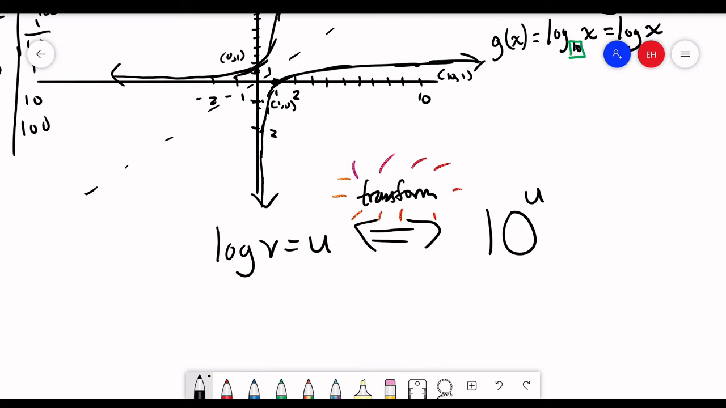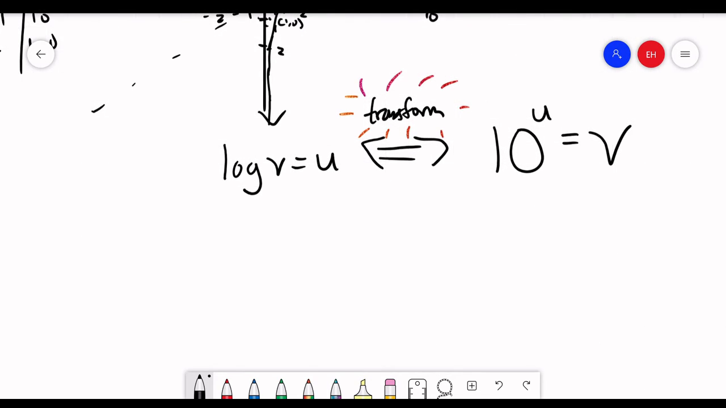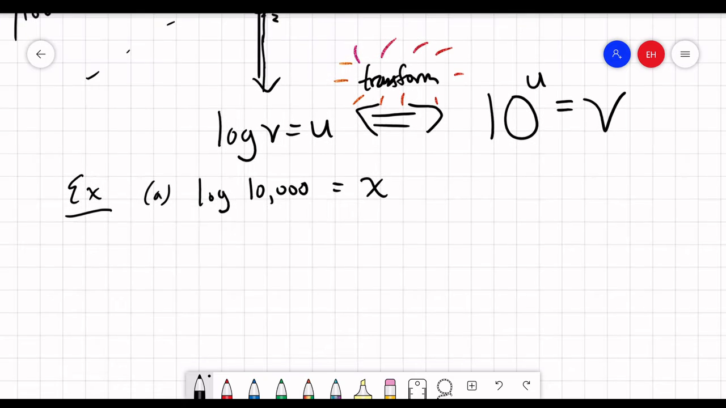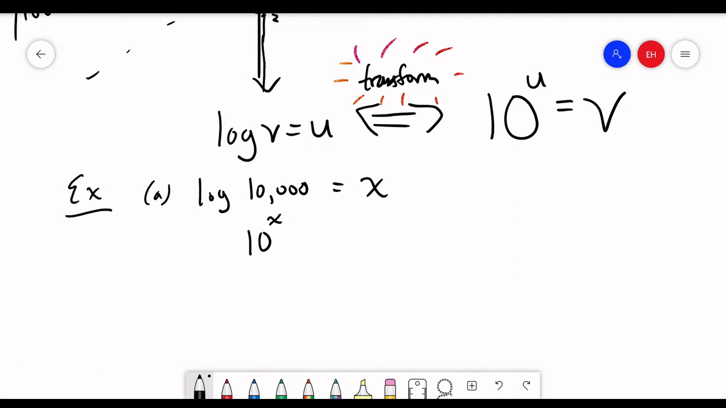So log v equals u, when I transform, the base is 10, it's not written. The log is the exponent, so u goes in the exponent spot, and whatever is left is equal to v. So we can use this to figure out some log problems without having to use our calculator if we were to face that. So log 10,000 equals x, I just transform it. Okay, the base is 10, the exponent is x, equals 10,000, so x has to be 4.